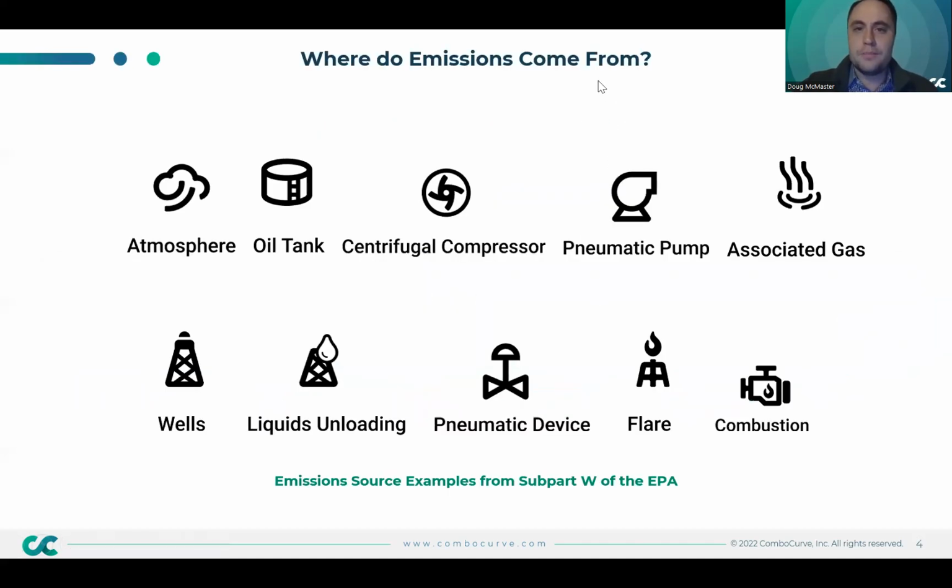Where do emissions come from? They come from many places. According to the framework from the subpart W of the EPA, there are different emission sources. You have venting directly to atmosphere, you have oil tanks, centrifugal compressors, pneumatic pumps, liquid unloading, pneumatic devices, flare and combustion. These are just a small subset of the different types of equipment and sources that emissions can originate from, that you're going to have to gather that data and understand. Okay, so this is abstract, it's just cartoon pictures on the slide. Let's dive in to some detail to demystify this and add some more imagery.